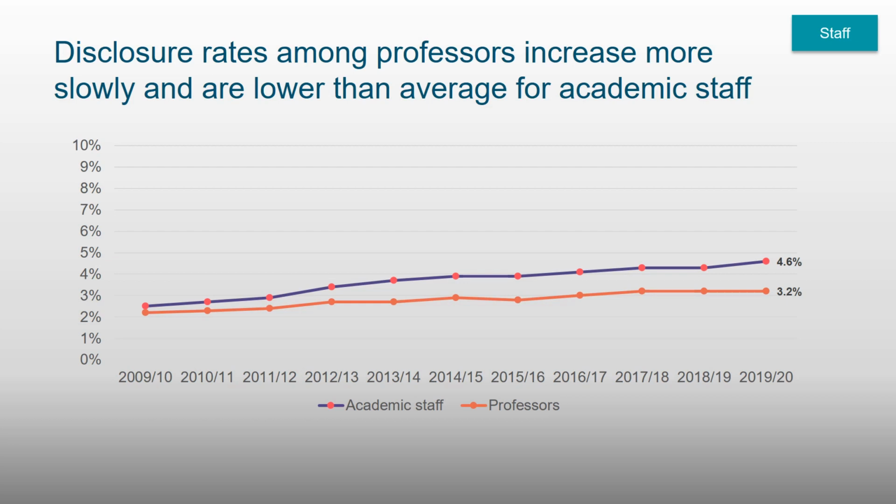Let's now focus on the difference between the overall disclosure rates of academic staff members and those of professors. As the present graph shows, disability disclosure varies among academic staff at different levels, with the rate of disability disclosure by professors increasing slower than that of academic staff members within the last decade. Moreover, the proportion of professors that disclose as disabled is still lower than the proportion of disabled academic staff. This is 3.2% for professors compared to 4.6% for academic staff in general.